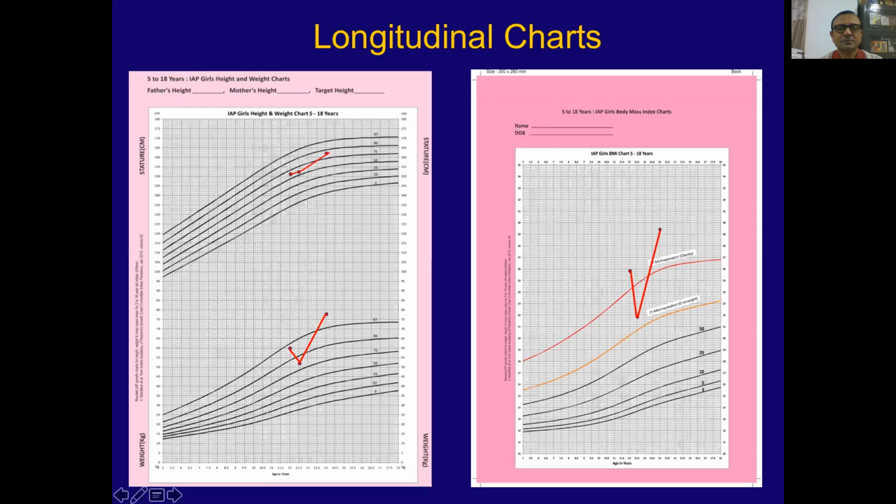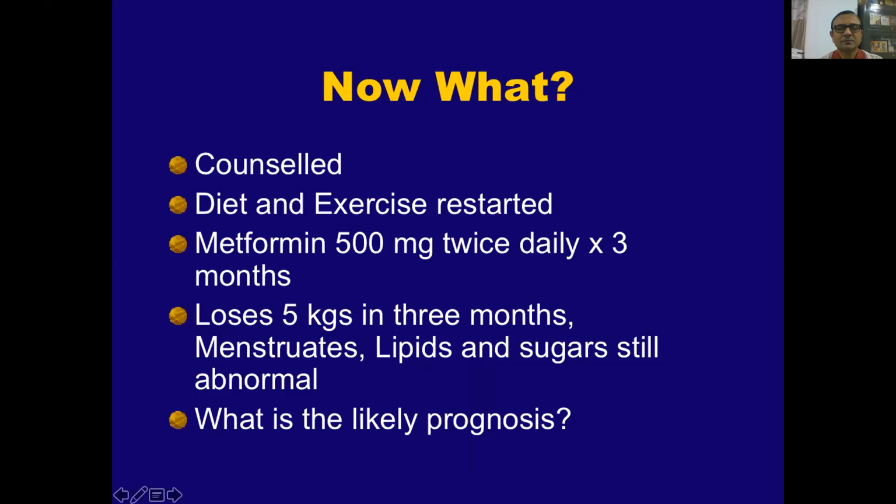Now what next? We counseled, gave diet and exercise advice again. Started her on metformin because she's now in the diabetic range. Twice daily. She lost 5 kg in 3 months. Now she started menstruating. Her lipids and sugar remain abnormal. Now, in a child like this, please remember the prognosis is pretty poor because of the yo-yo phenomenon, frequent swings of weight, dyslipidemia at a younger age, and already type 2 diabetes.